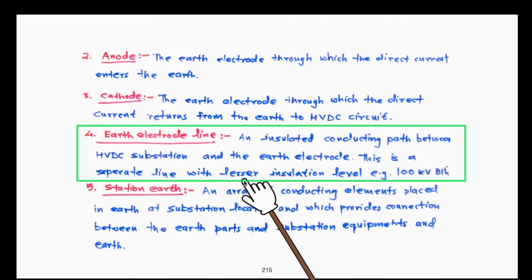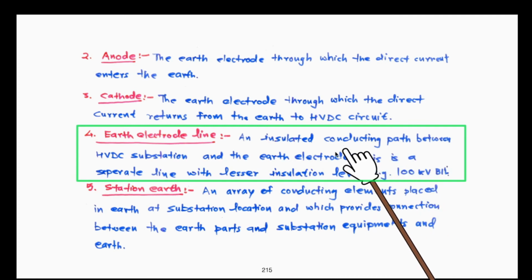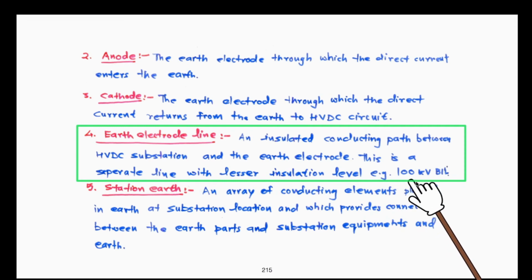So this is a separate line with a lesser insulation level, as it is just carrying an earth current, of the order of 100 kV BIL, that is basic insulation level. That separate line for carrying current from the substation to the location of the earth electrode is the electrode line.